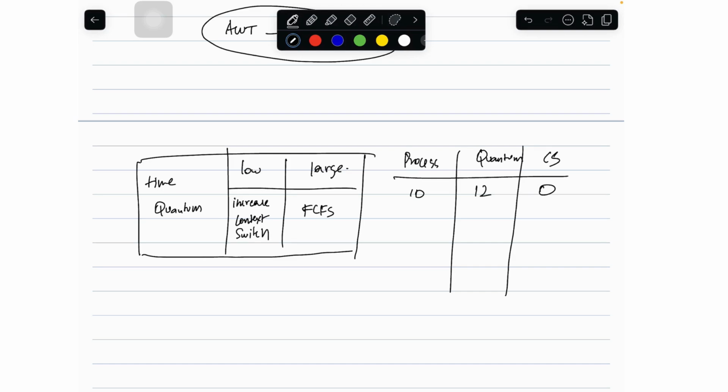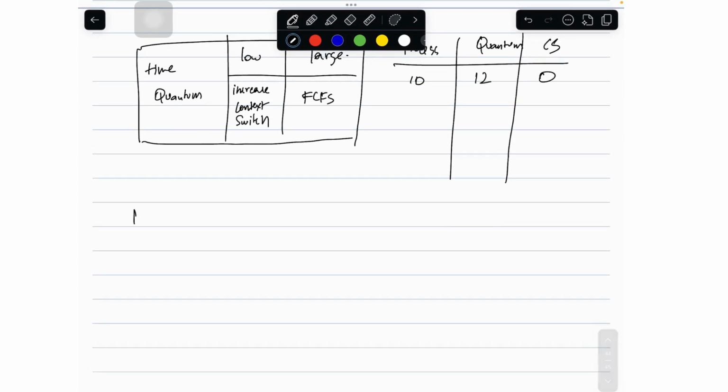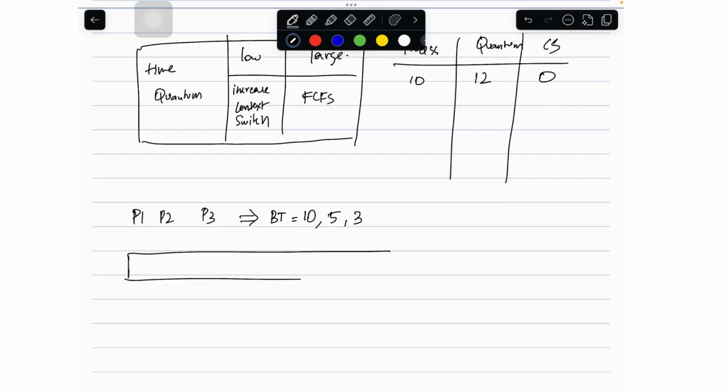There's no overhead itself. If P1, P2, P3 have burst times of 10, 5, 3 respectively, and the quantum is 12, then P1 makes use of the CPU. Since the burst time is lower than the quantum, there is no preemption.